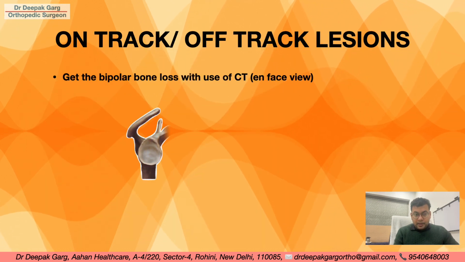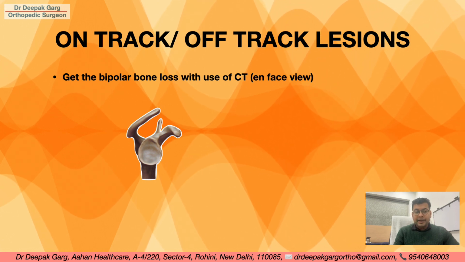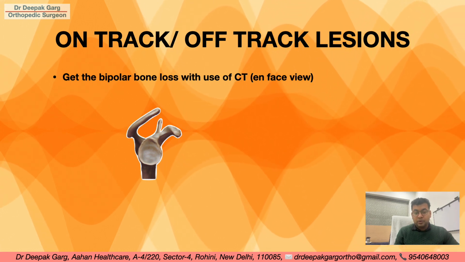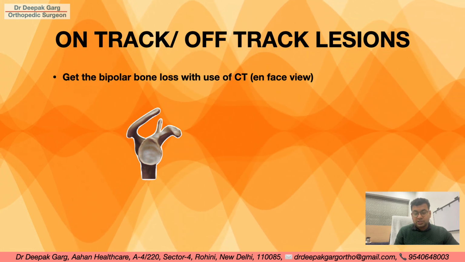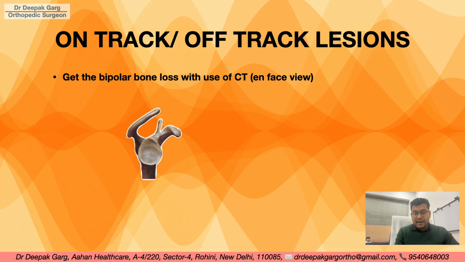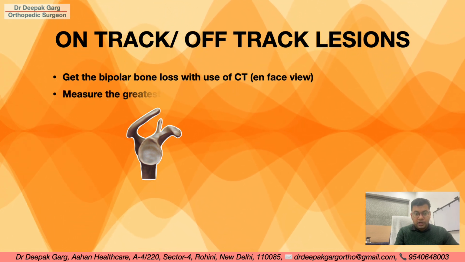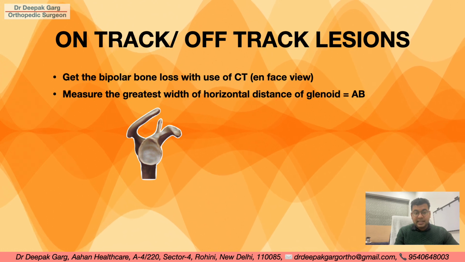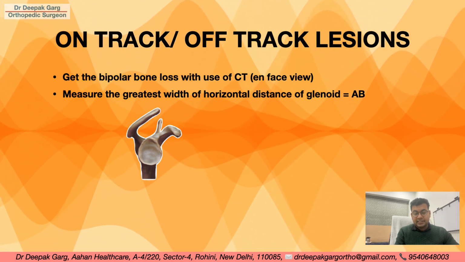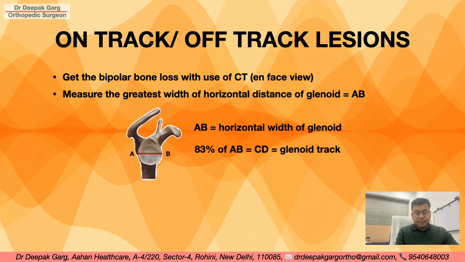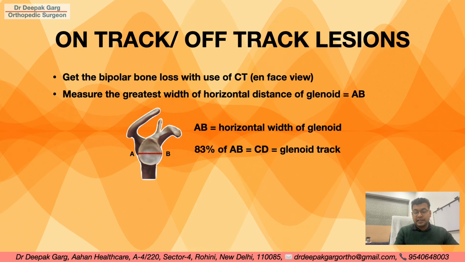So now what are on-track and off-track lesions? Let's talk about a situation, a patient with bipolar bone loss. We get a CT scan and an en face view of the glenoid bone, and let's measure the greatest width, or the horizontal width, of the glenoid, and denote this width with a line AB. So AB is the horizontal width of the glenoid.